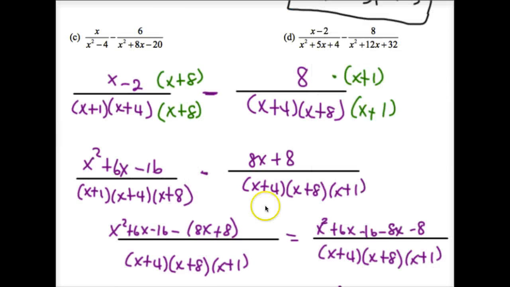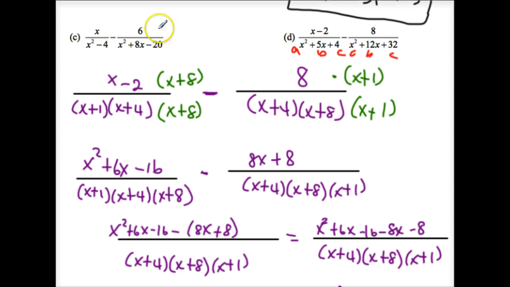Alrighty, so let's see what we got for D. So again, what I start off by doing is simplifying the denominator. X squared, remember this is my A, B, C. Simplified, I get x plus 1, x plus 4 broken down. I did the same for this side. This is my A, B, and C. I get x plus 4 and x plus 8.